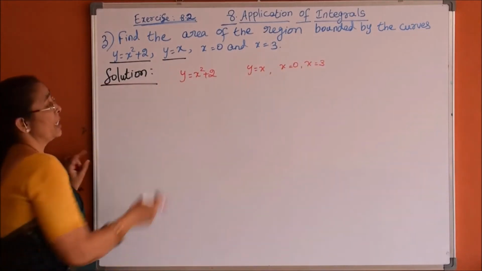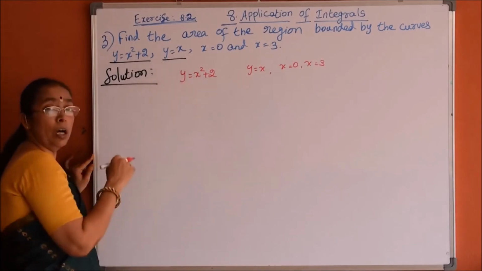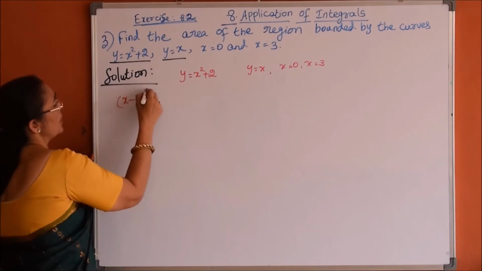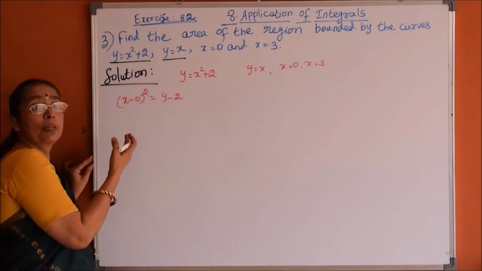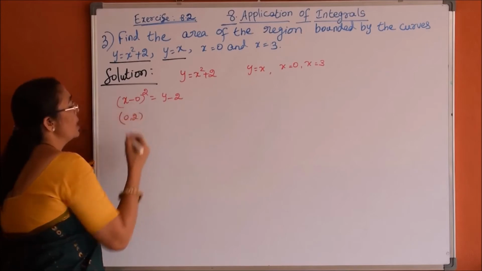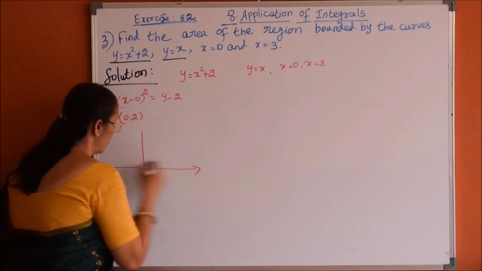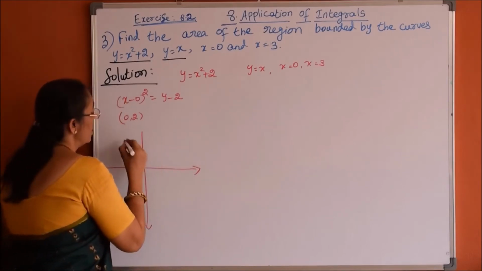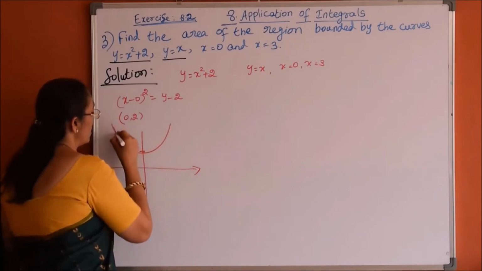First, let us see what this curve represents geometrically. This is a parabola. The form x square, or x minus 0 whole square, is equal to y minus 2. So shifted origin form. So the parabola is having vertex at 0, 2 and is an upward parabola. This is the parabola. This is the vertex 0, 2.